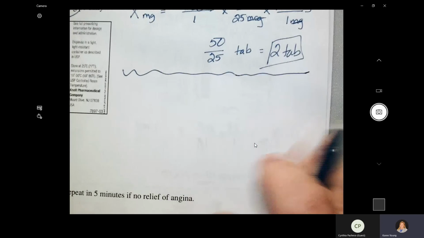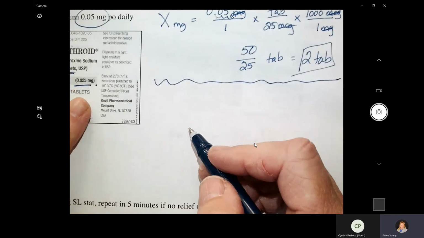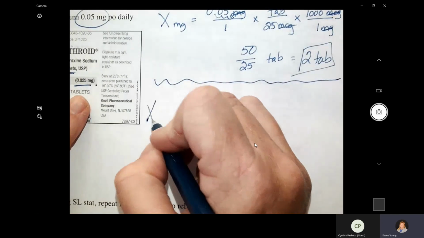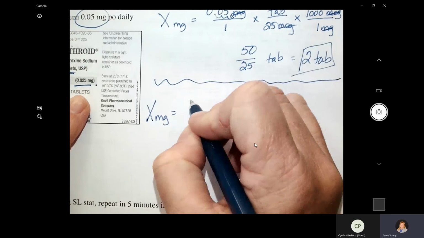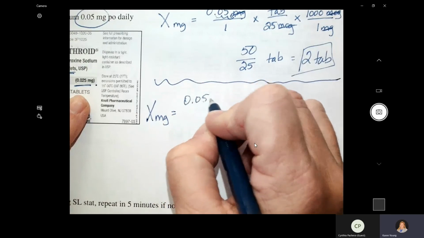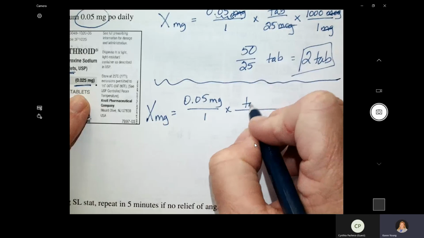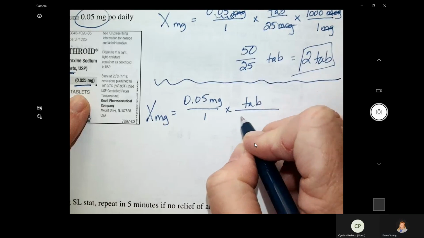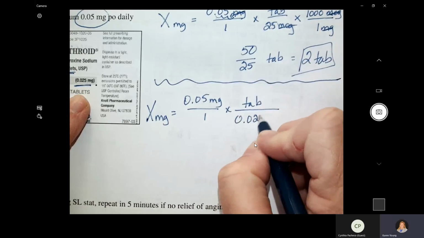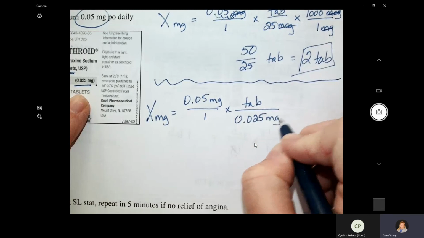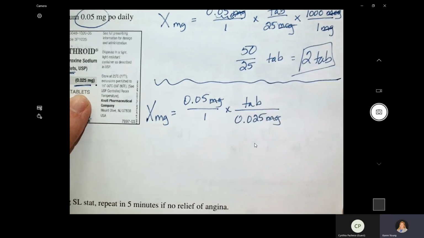Okay. So let's look at it using the 0.025 milligrams. So 0.05 milligrams for my order. Still have my tablet, and it's over 0.025 milligrams. So I can cancel, okay? Now, at this point, you can put 0.05 divided by 0.025 in your calculator, and you can be done with it.